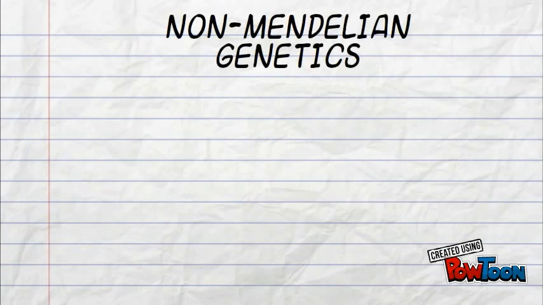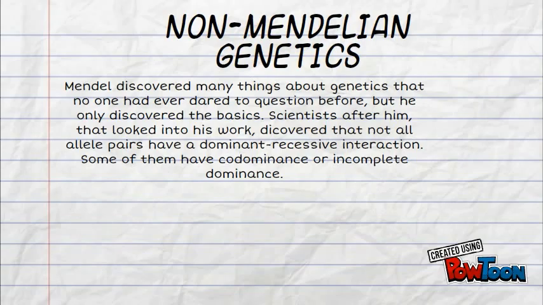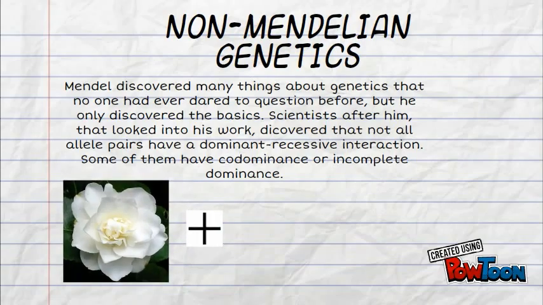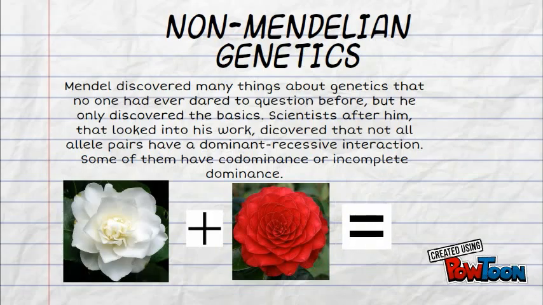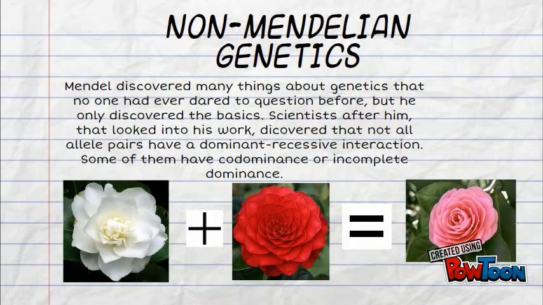Non-Mendelian genetics. Mendel discovered many things about genetics that no one had ever dared to question before, but he only discovered the basics. Scientists after him that looked into his work discovered that not all allele pairs have a dominant-recessive interaction. Some of them have codominance or incomplete dominance.